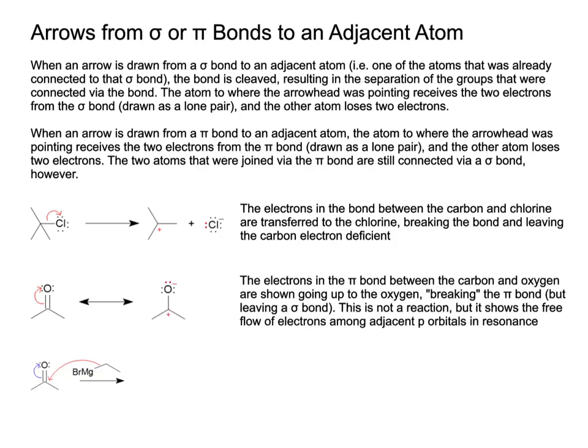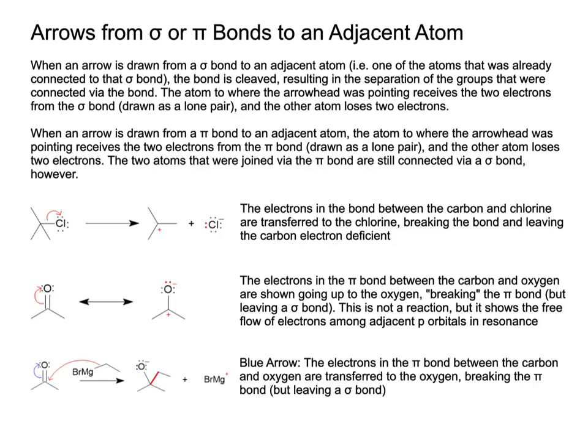In this second example, the electrons in the pi bond between the carbon and oxygen are shown going up to the oxygen, breaking the pi bond, but leaving the sigma bond intact. This is not a reaction. In fact, it is just the reverse of what we saw on the previous slide, and once again, it shows the free flow of electrons among adjacent p orbitals in resonance.